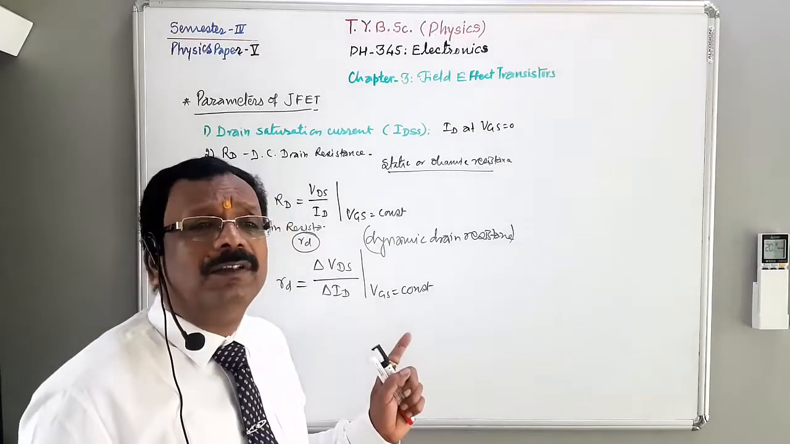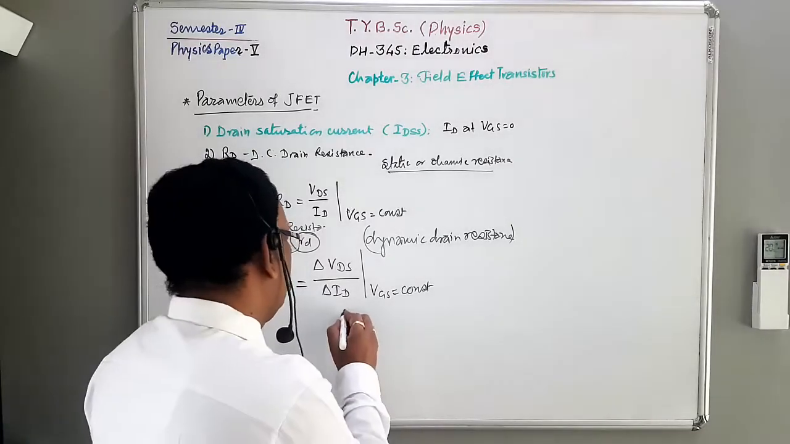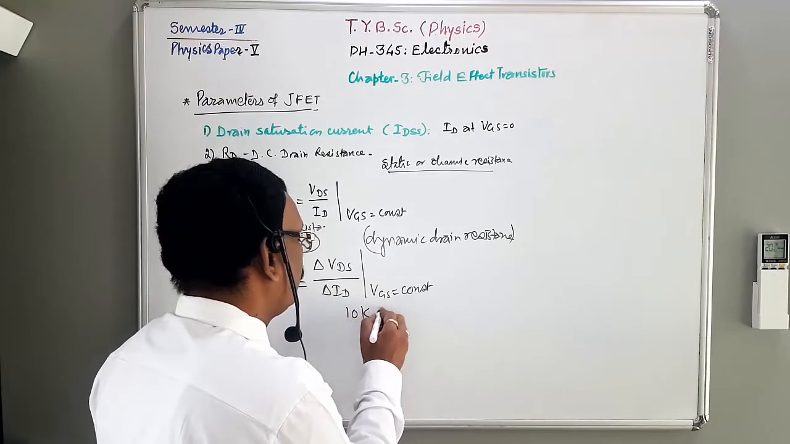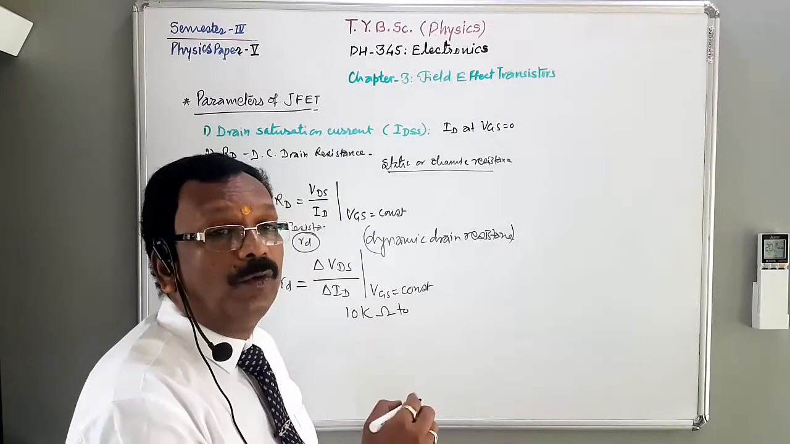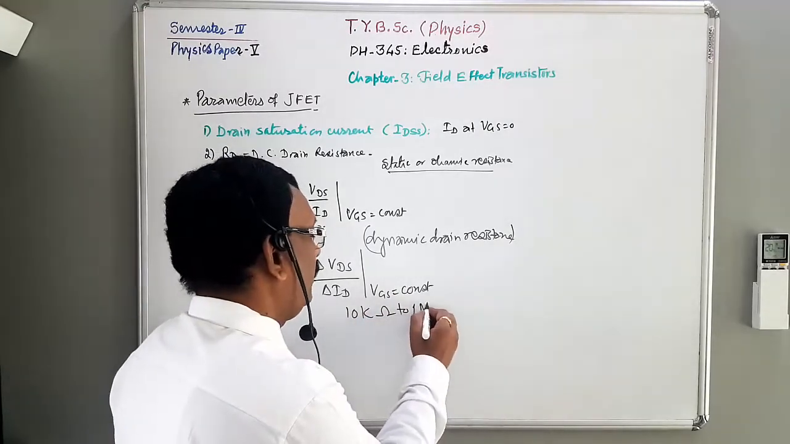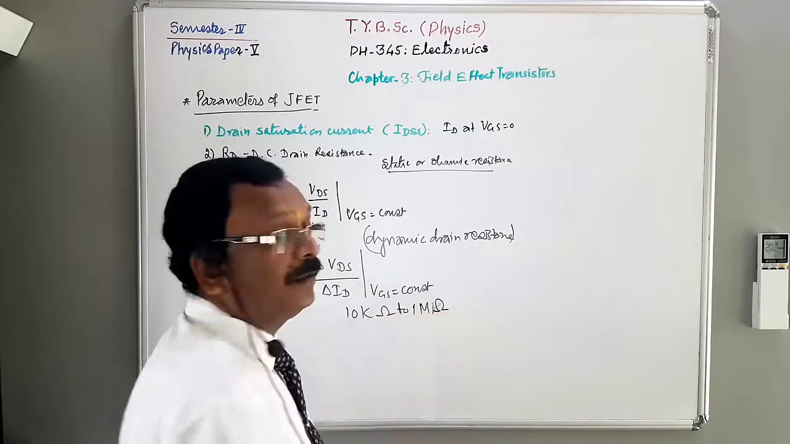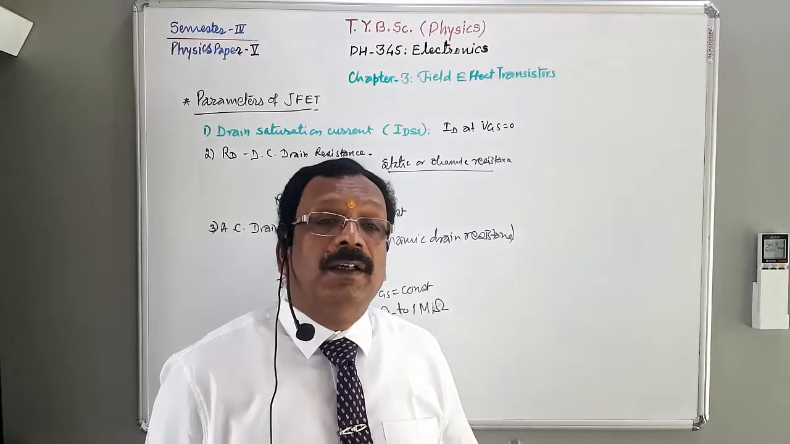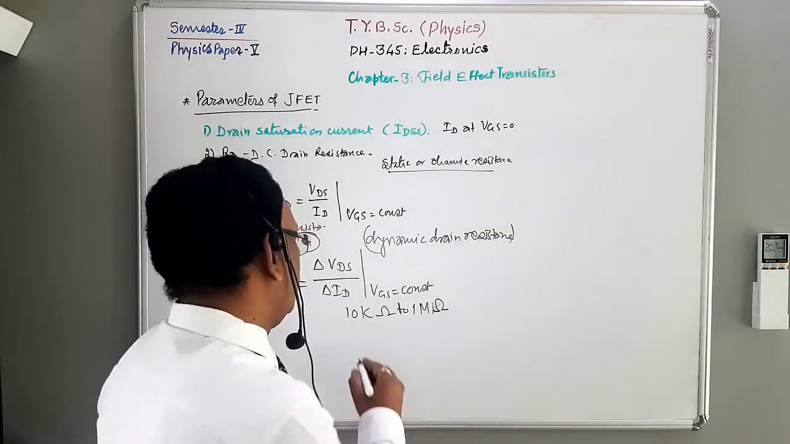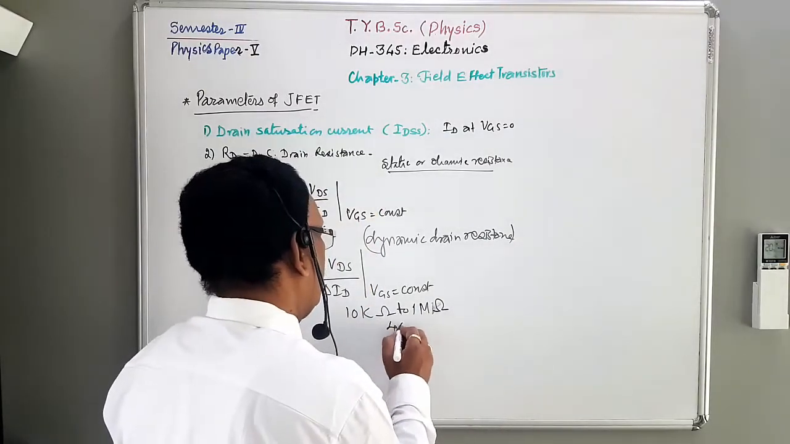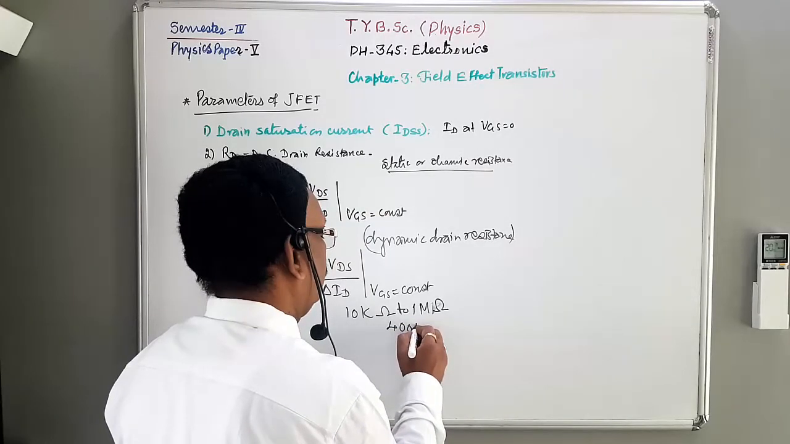Its value ranges from 10 kilo ohm to 1 mega ohm. Typically it is about 400 kilo ohm.